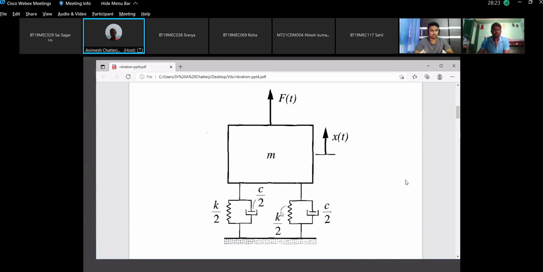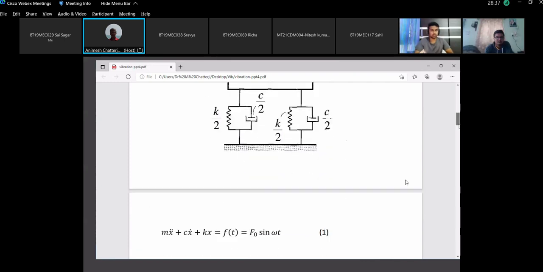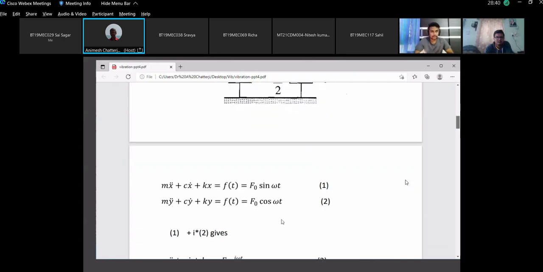So now for mathematics, although this represents an actual scenario, we will replace it by a single spring, its value is K, and a single damper, its value is C. Then what is the equation? The equation is m x double dot plus c x dot plus k x is equal to f(t). बराबर है.